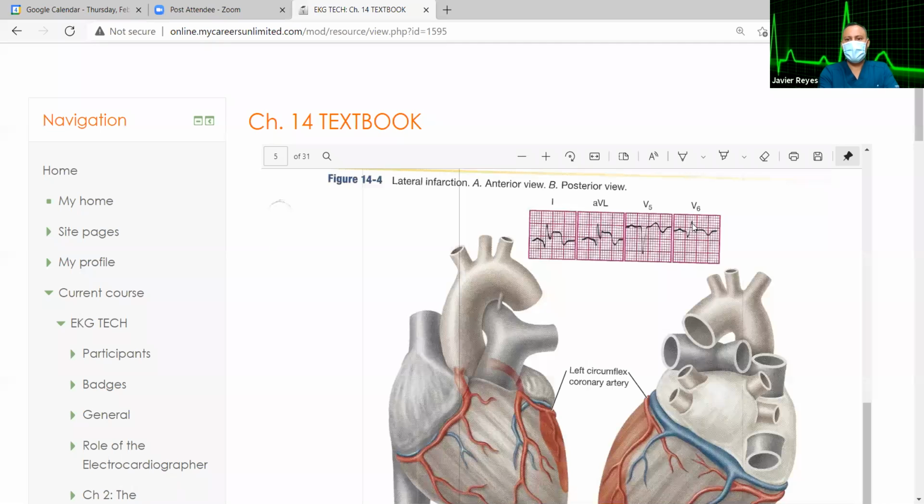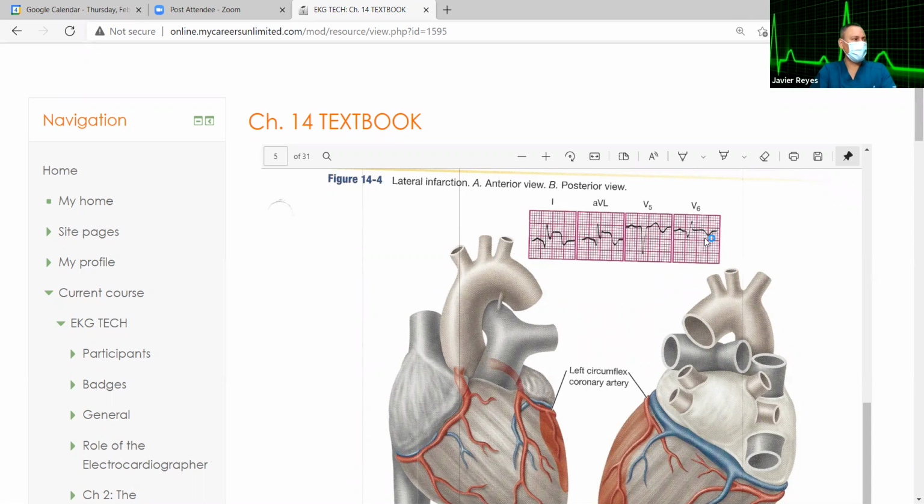And then R, and then it comes back down, but there's no S, because it doesn't fall below the isoelectric line. So ST segment elevation, because it's above the isoelectric line. And then you have the T wave. What's wrong with the T wave? T wave inversion. It's backwards.